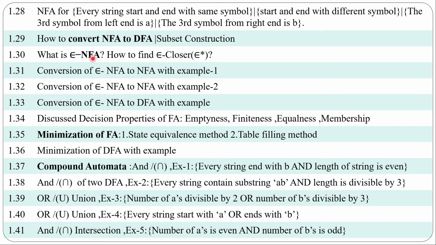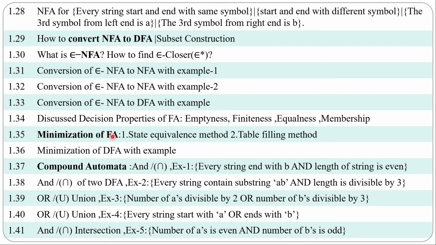1.30 is epsilon NFA: how to find epsilon closure, then some examples of epsilon NFA. 1.34 is the decision property of finite automata. This is important. You will get questions on undecidability from this.